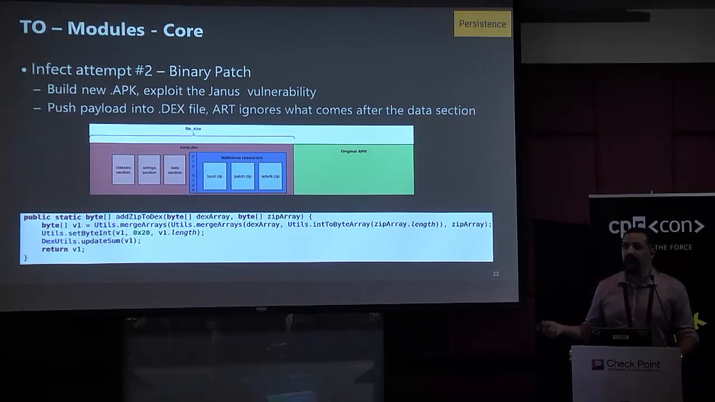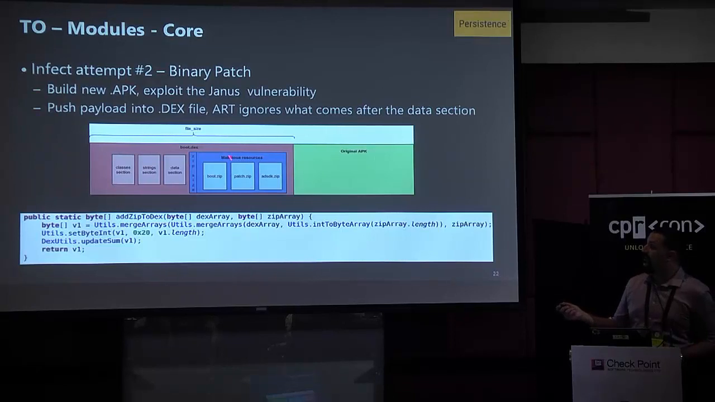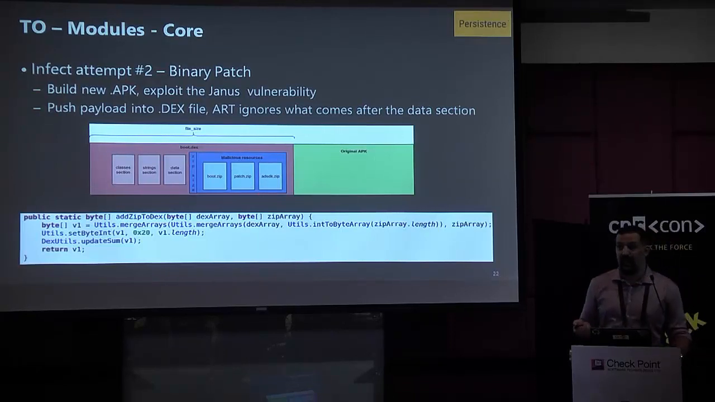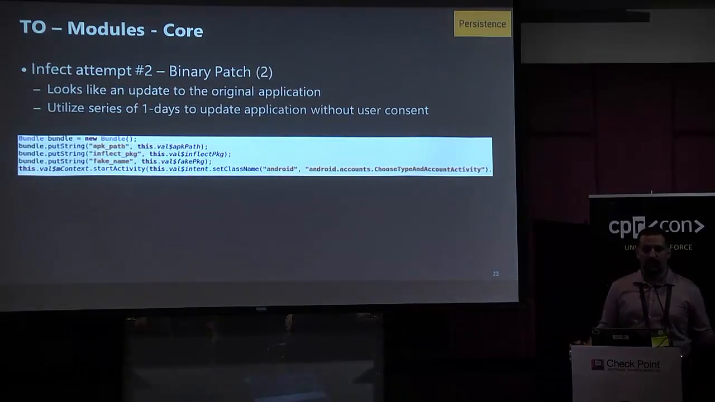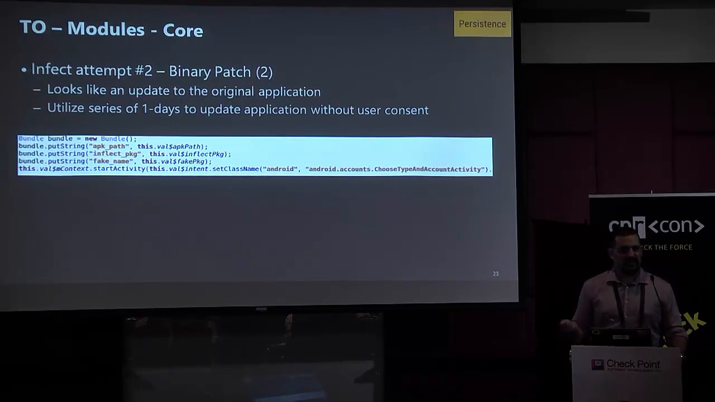In just a few words, the Janus vulnerability allows an adversary to change the DEX file, the code file of a specific application, without triggering the security signature checks. All it needs to do is push the data at the end of the DEX file, which ART, the Android runtime, ignores, so no security checks there. We'll put them inside a semi-zip file at the end of the DEX file, and no matter what option we chose to follow, the result remained the same: an application that looks like an update to the legitimate application, but which is updated on the user's device without the user's consent.